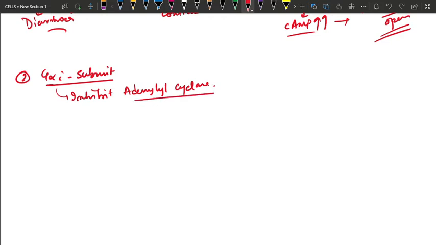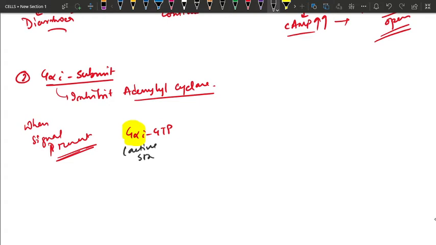So when it's in its activated form, when it's bound with the GTP, when the signal is present, then G alpha I is present in its GTP bound form, and that is the active state. When it's active, it inhibits the adenylyl cyclase.